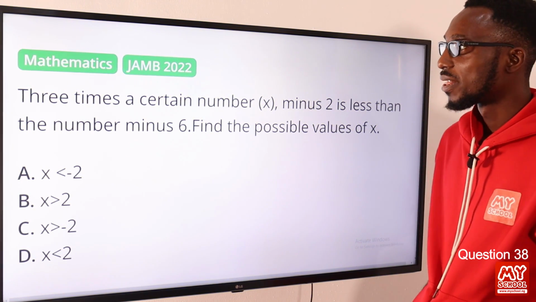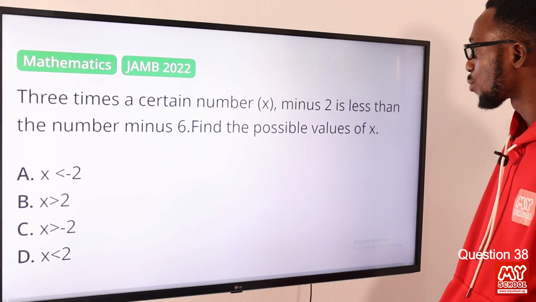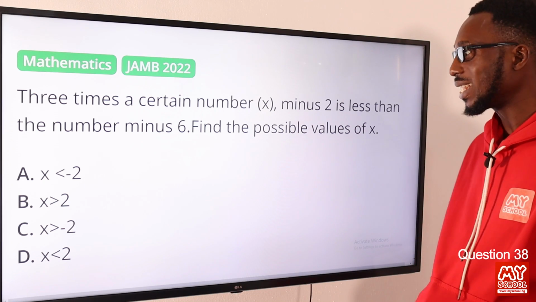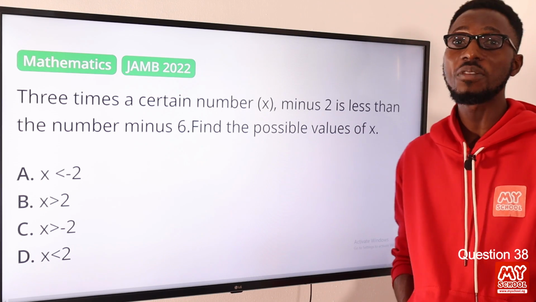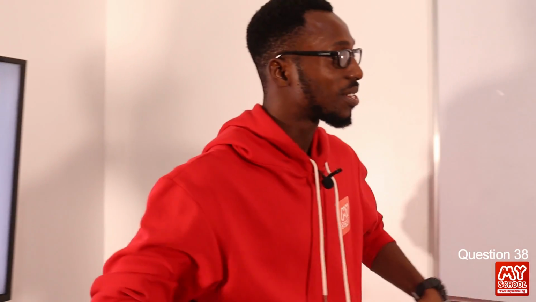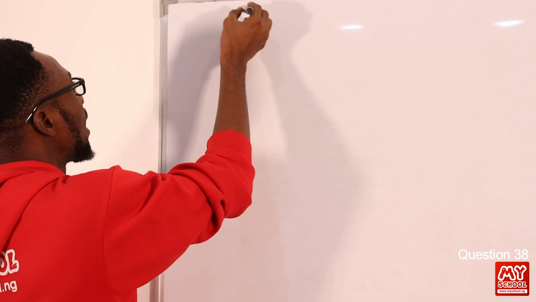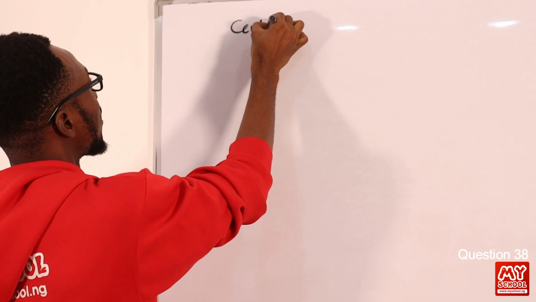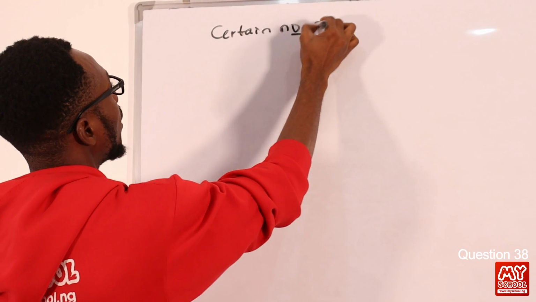Question 38. 3 times a certain number x minus 2 is less than the number minus 6. So find the possible values of x. Okay, so how do we do this? Very easy. We just need to interpret what has been given to us. So we have a certain number. I think we are very comfortable with x, so let's just make do with x. So let that certain number equal x.